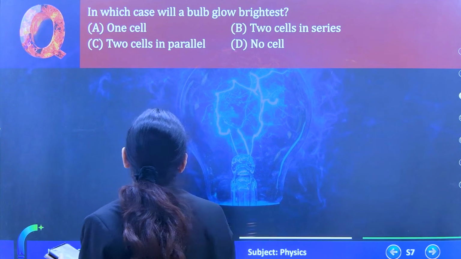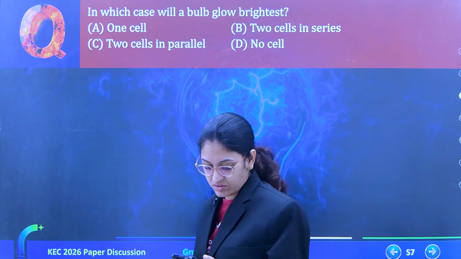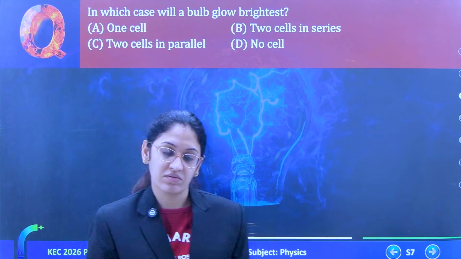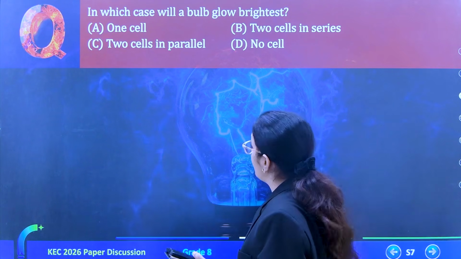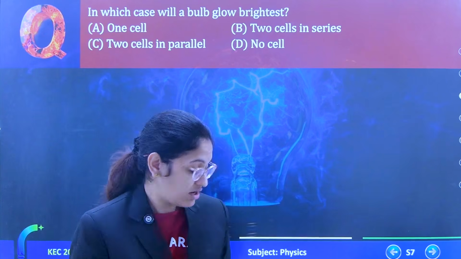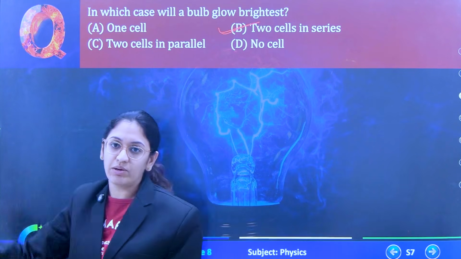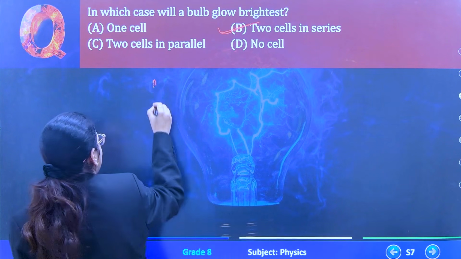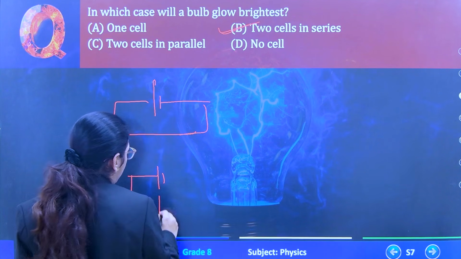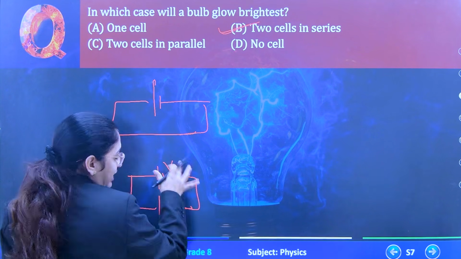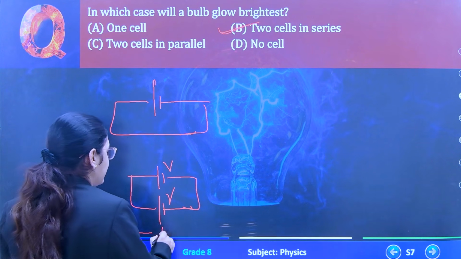In which case will a bulb glow brightest? One cell, two cells in series, two cells in parallel, or no cell? Obviously, two cells in series will push more electrons. See what happens if there is one cell. So few electrons. Two cells in parallel: in parallel, voltage is same. There is no effect on brightness because both cells create the same voltage.